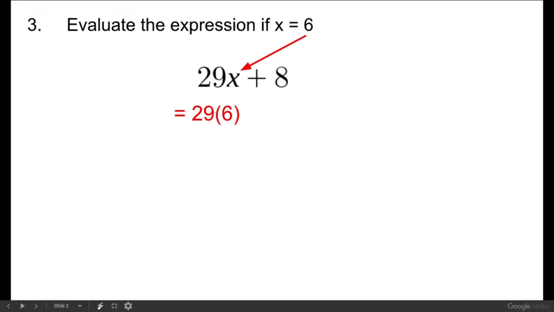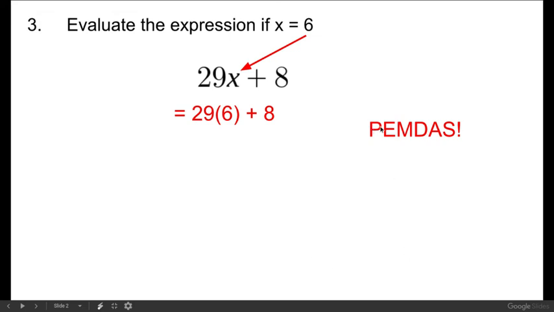So I'm writing this as 29 parentheses 6, replacing x with a 6, and then my plus 8 is just going to come down. So now I can evaluate. I don't have any variables anymore. These are all numbers, so I can use my order of operations, PEMDAS, and I can simplify this all the way down to one final answer.